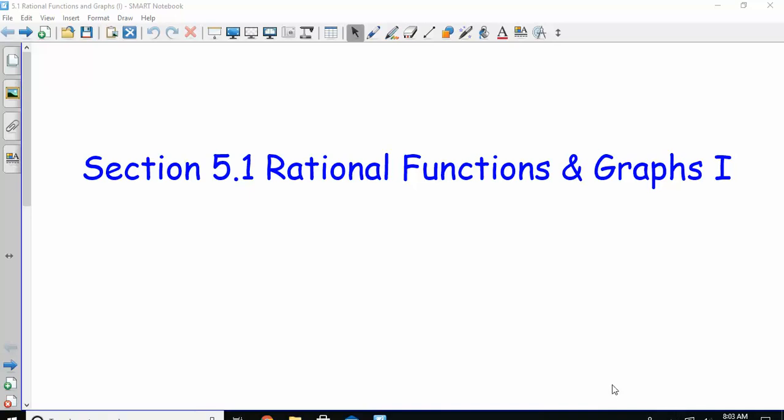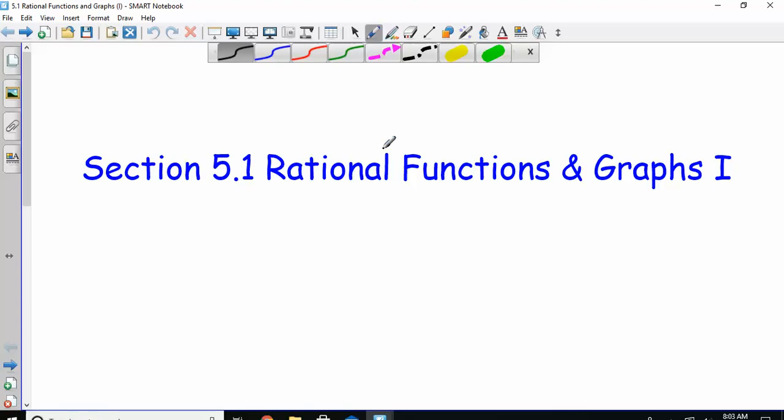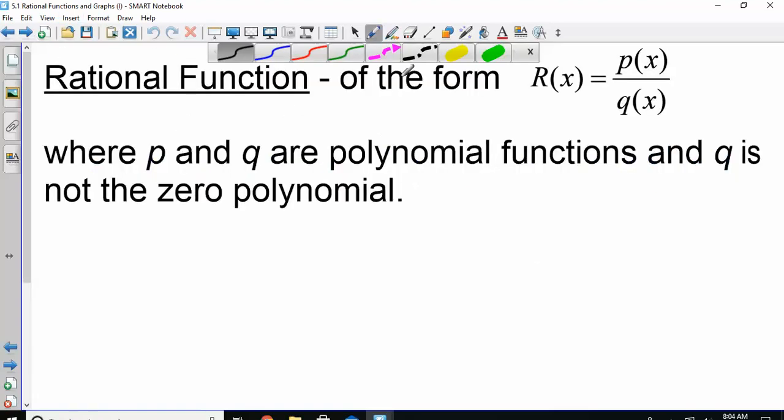Starting chapter 5, we're going to talk about graphing some different types of functions. We've been doing polynomials, and now we're going to get into rational functions. So first we need to talk about what it means to be a rational function.